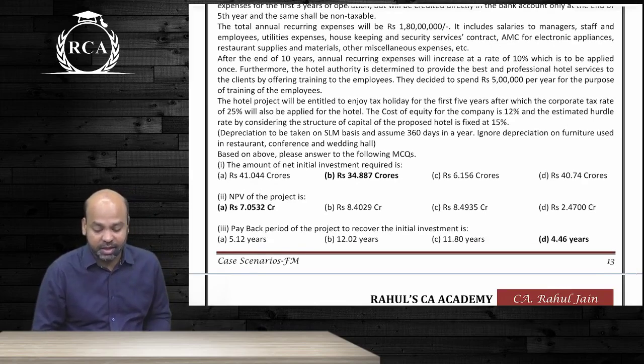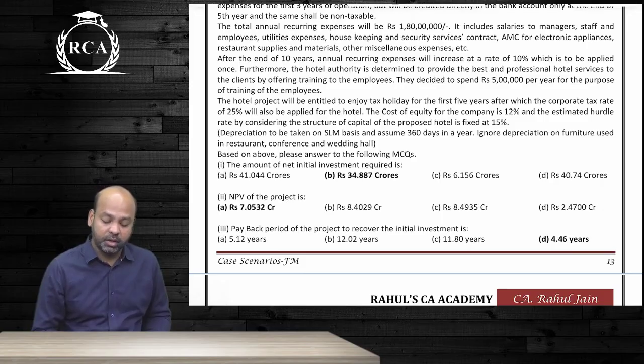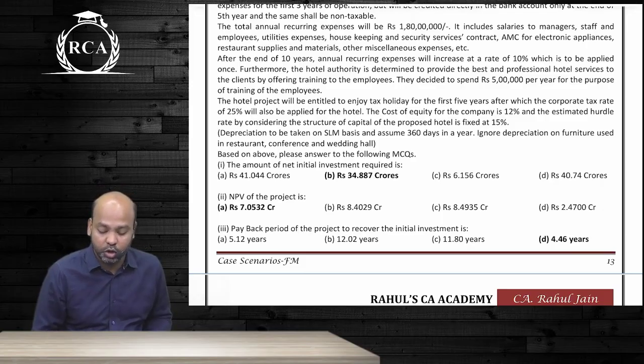After the end of 10 years, annual recurring expenses will increase at a rate of 10%, which is to be applied once. Okay, I missed one paragraph. Total annual recurring expenses are 1 crore 80 lakhs.